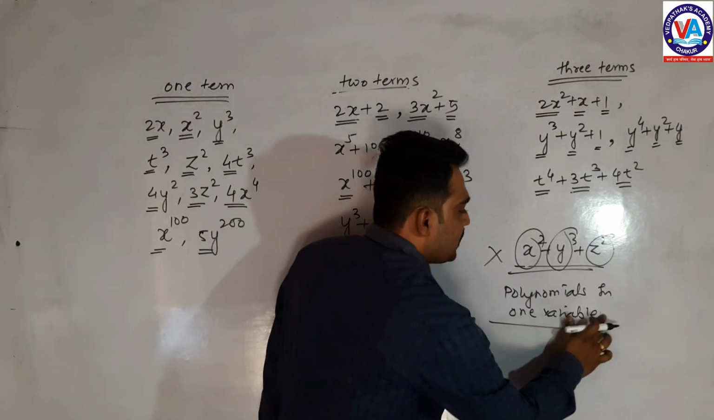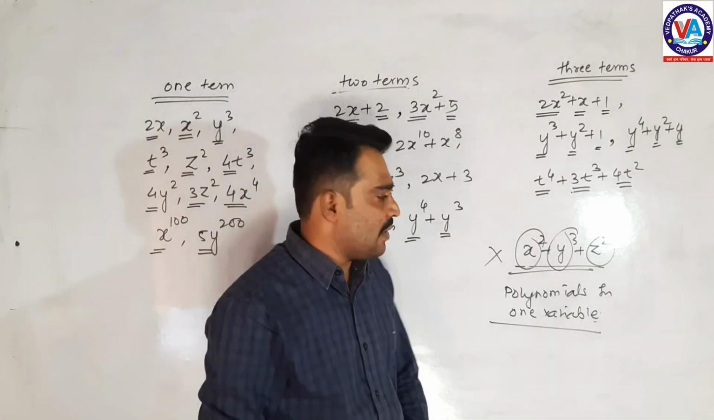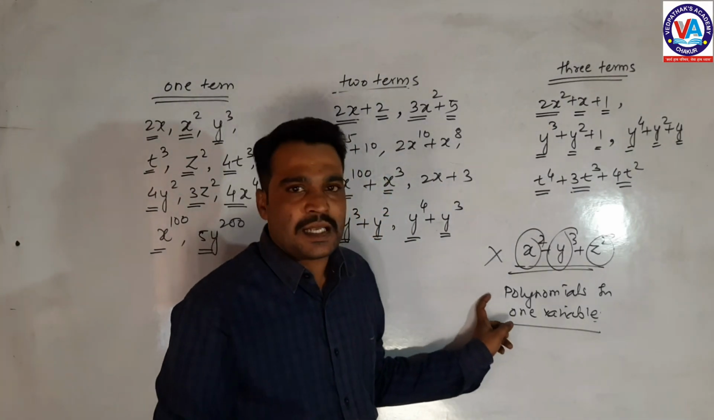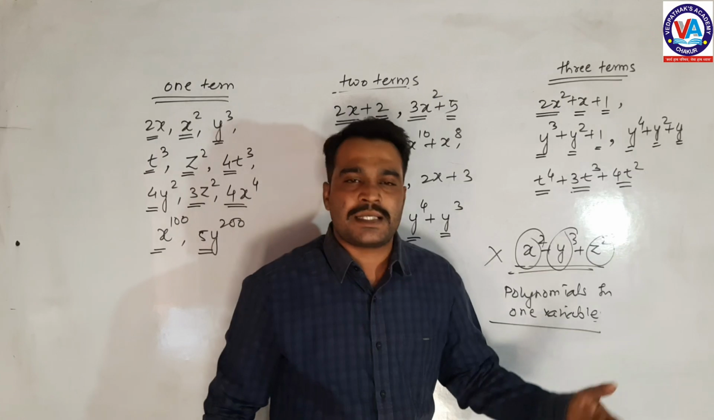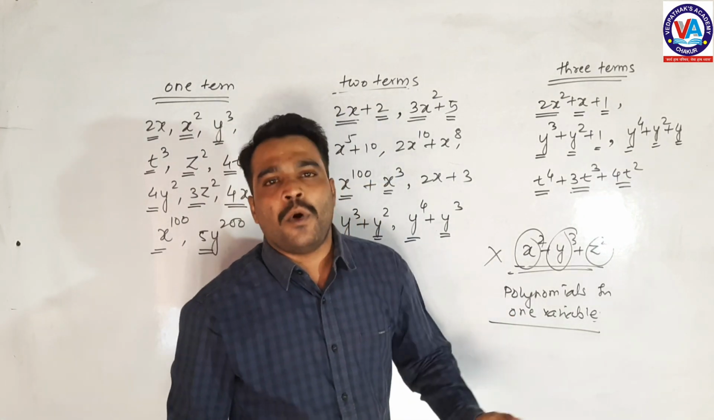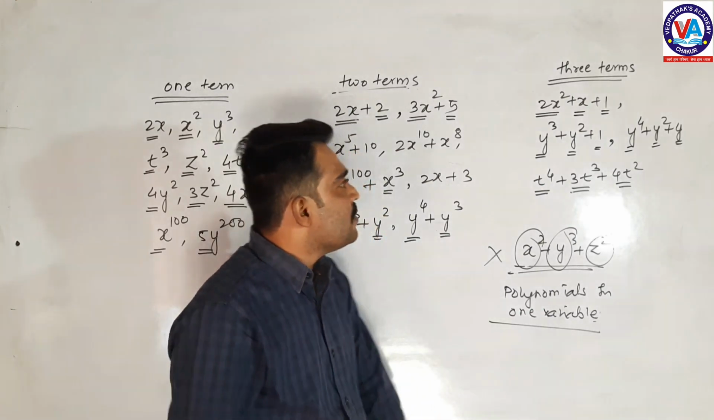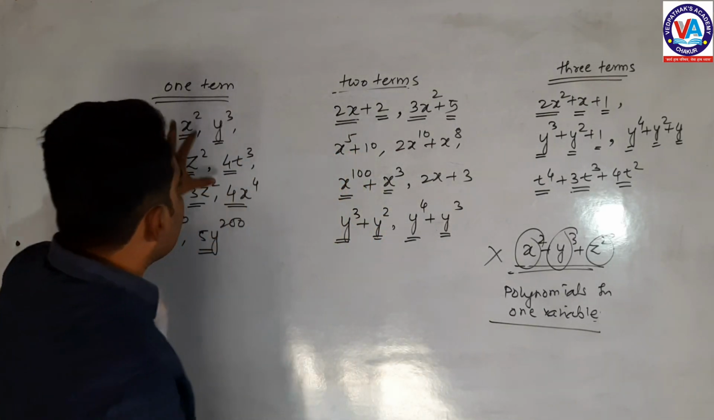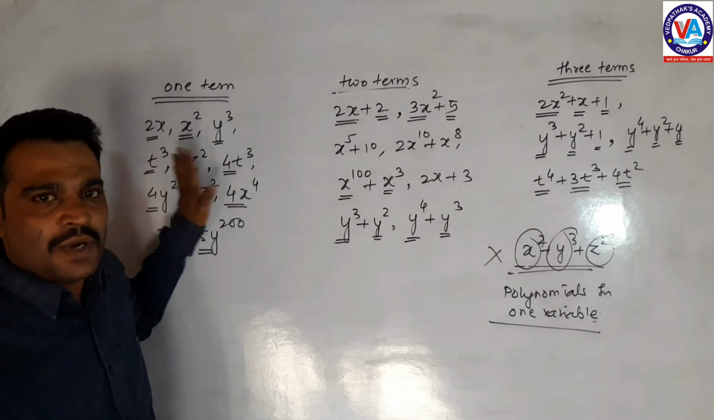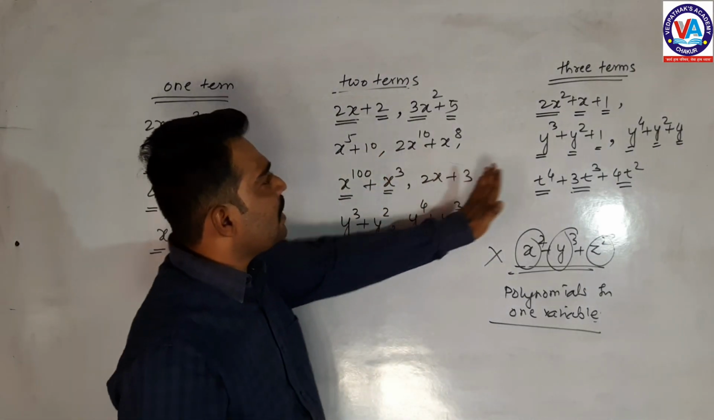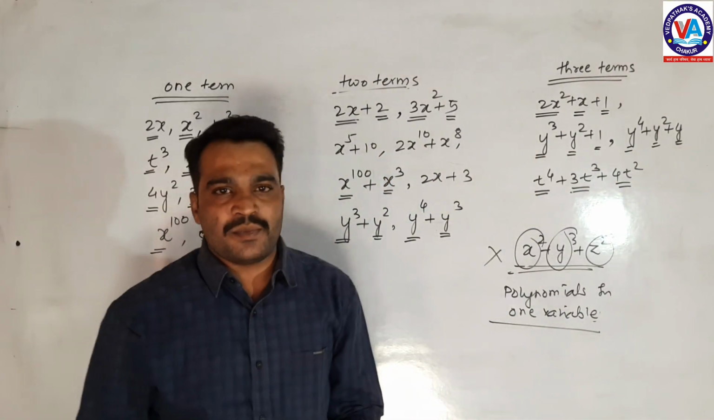Polynomial फक्त कशामध्ये असला पाहिजे? वन व्हेरिएबल मध्ये असला पाहिजे. That you are going to see in class 9. आणि हे सगळं तुम्हाला क्लास 10 आणि क्लास 11 मध्ये बघायचं आहे. The polynomials in two variables, polynomials in three variables, etc. Yes. So if you see here, the polynomials having one term, the polynomials having two terms, and the polynomials having three terms.